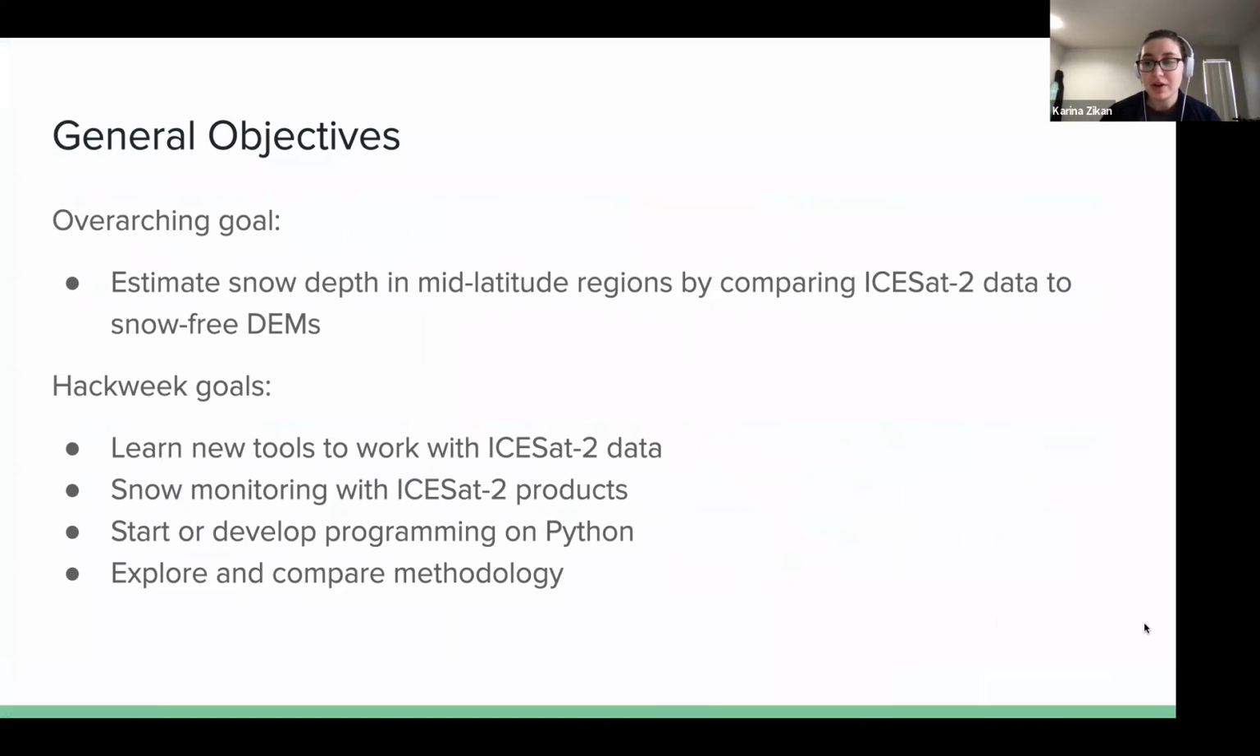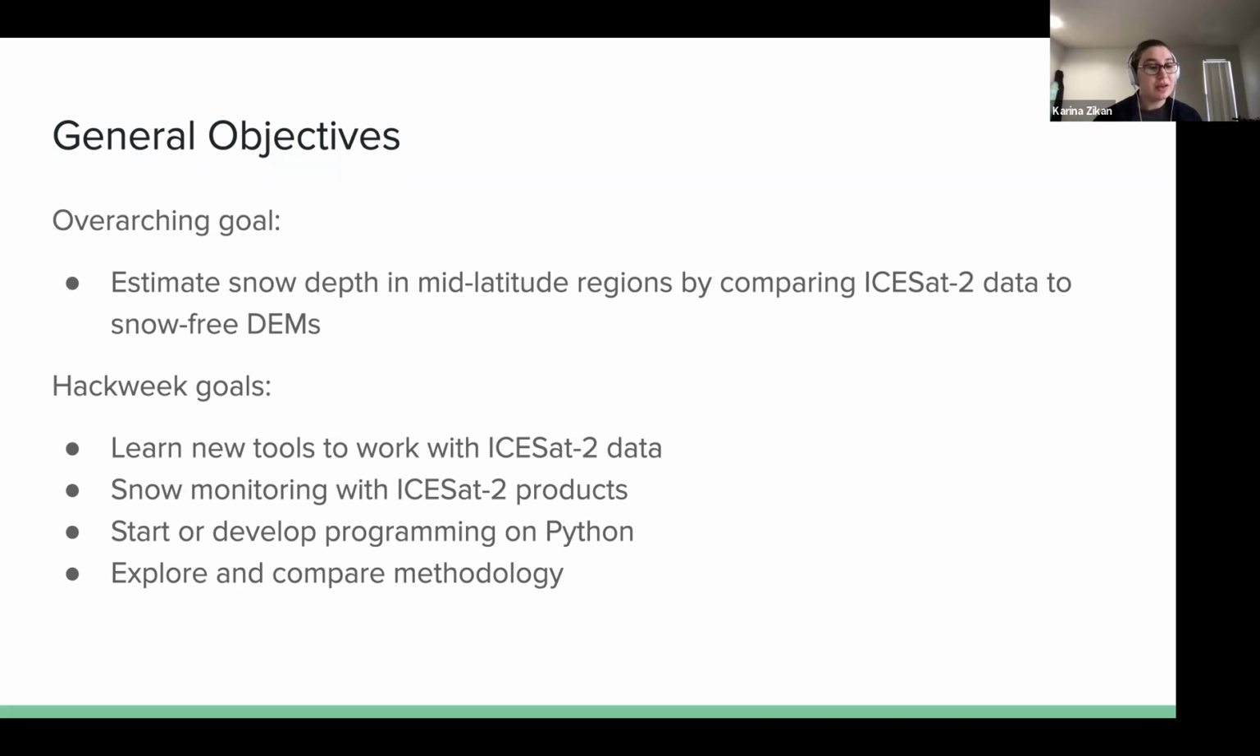There we go. Okay, so our overarching goal for this project would be to estimate snow depths at mid-latitude regions by comparing ICESat-2 data to snow-free DEMs. This is definitely not something we were going to accomplish in this week, but continuing this work forward, this would be what we're working towards.